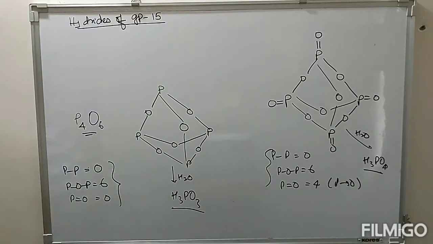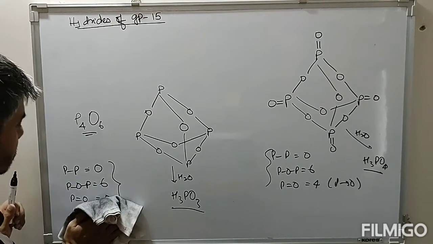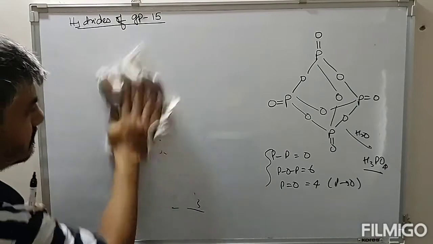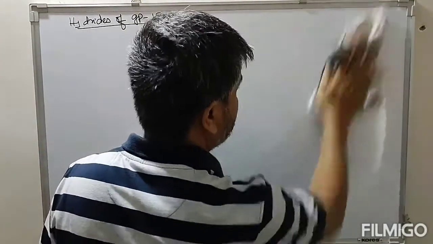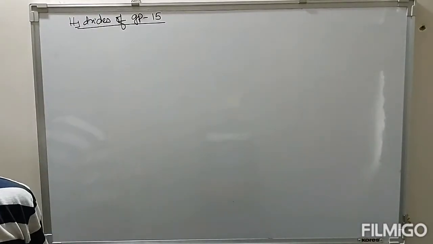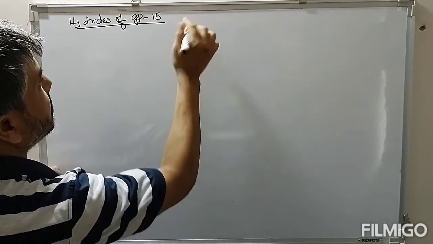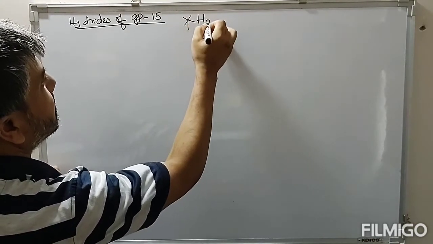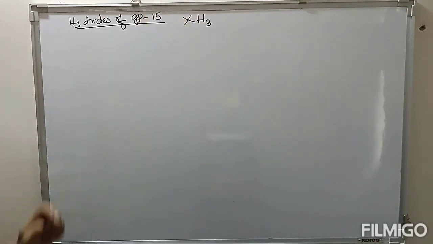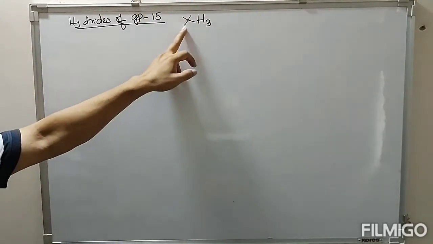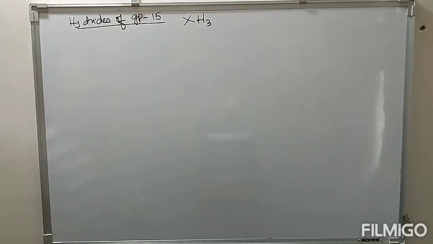Group 15 hydrides. Hydrides of group 15. Group 15 elements form hydrides of the type XH3, where the central atom X is nitrogen, phosphorus, arsenic or antimony.